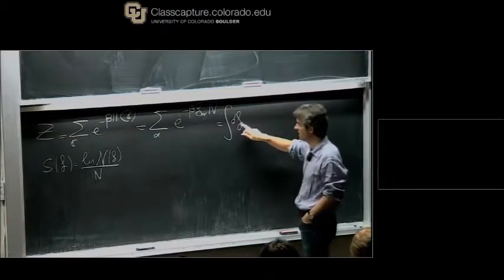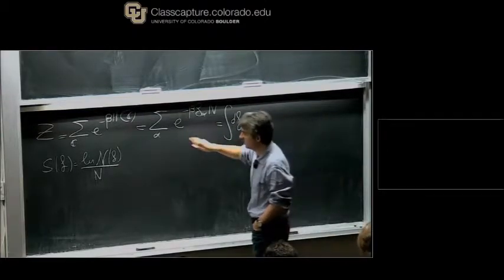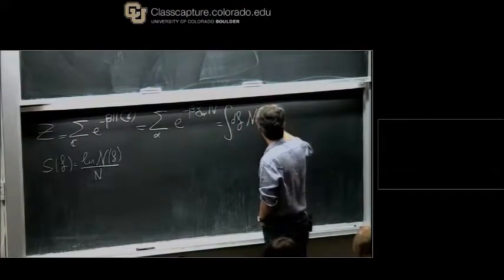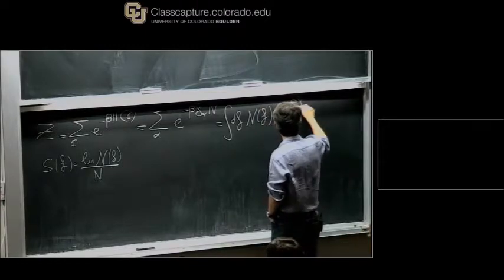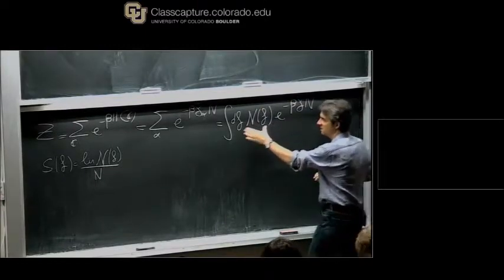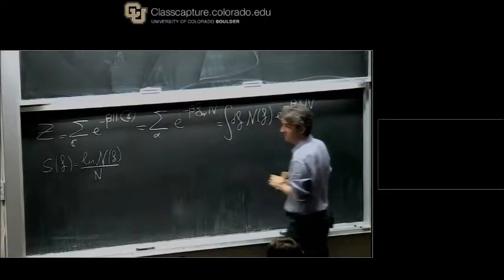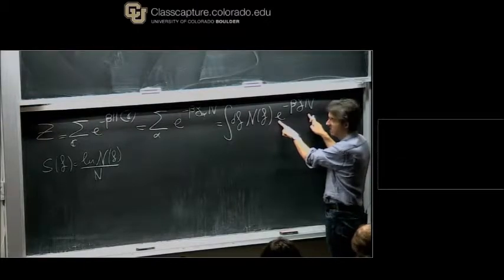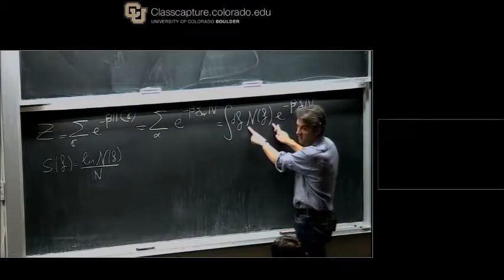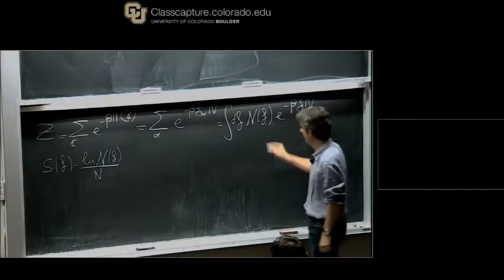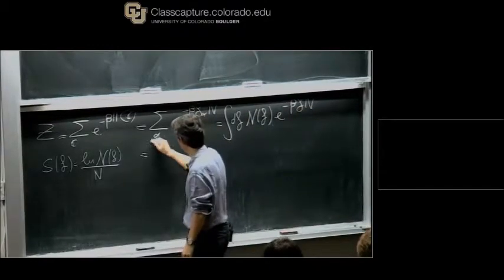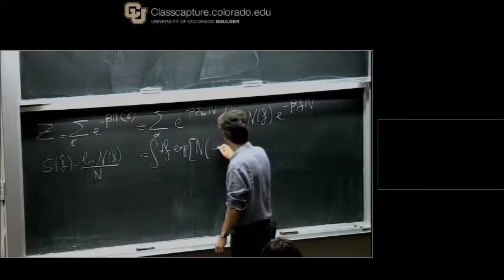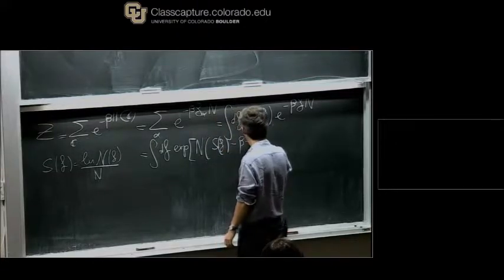So I sum over all states that have free energy between f and f plus df. Here we have N of f, exponential minus beta f times big N. What I'm doing here is that I pack together all states which have the same free energy, and all states which have the same free energy give me the same Boltzmann weight. And here I have a number, I have to count how many of them I have. Now I can rewrite this as the integral over df of exponential of N s(f) minus beta f.